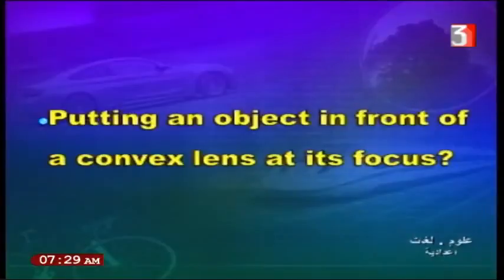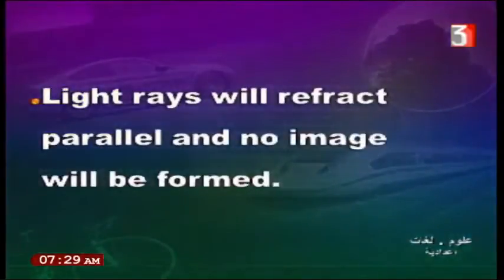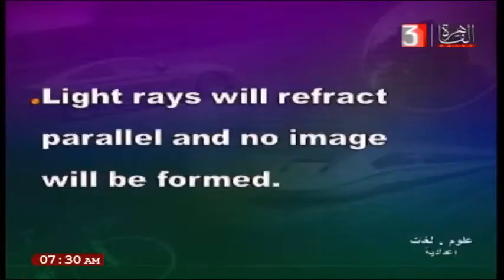Next one, putting an object in front of convex lens at its focus. What happens if you put an object in front of convex lens at its focus? Try to think. Excellent, of course. Light rays will refract parallel and no image will be formed because parallel rays will not intersect. So here, if the object is at the focus of the lens, no image will be formed because refracted rays will be parallel.